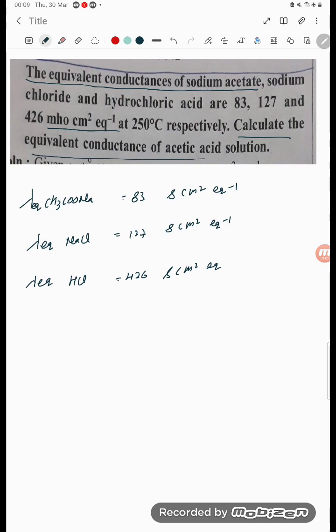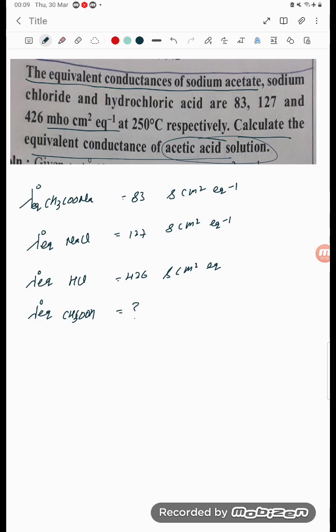Calculate the equivalent conductance of acetic acid solution. So lambda EQ they are asking for acetic acid, that is CH3COOH. So this is what is being asked. Equivalent conductance they are asking. They didn't mention the concentration, but we have to understand that it will be at infinite dilution, right? Because we are going to apply Kohlrausch's law.